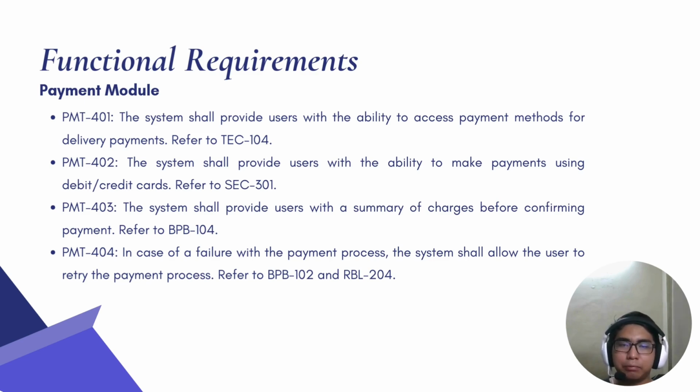Next, the system shall provide users with the ability to make payments using debit or credit cards. This can be referred to as SCC 301. Next, the system shall provide users with a summary of charges before confirming payment. This can be referred to BPB 104. And lastly, in case of a failure in the payment process, the system shall allow the user to retry the payment process. This can be referred to BPB 102 and RBL 204.